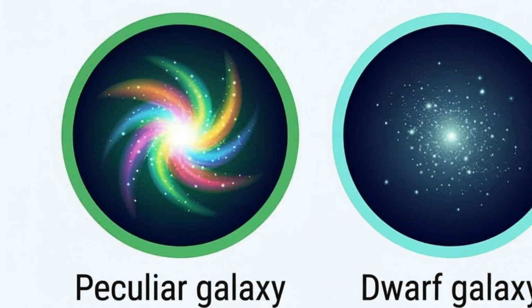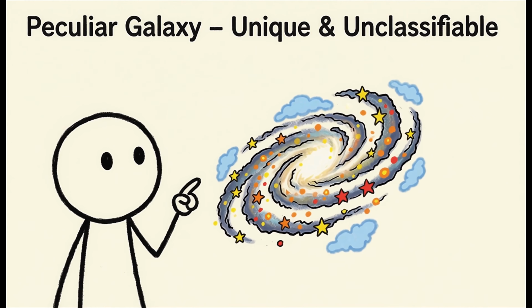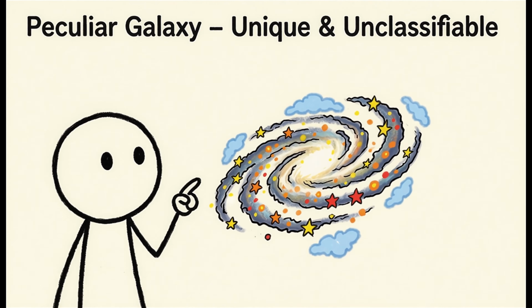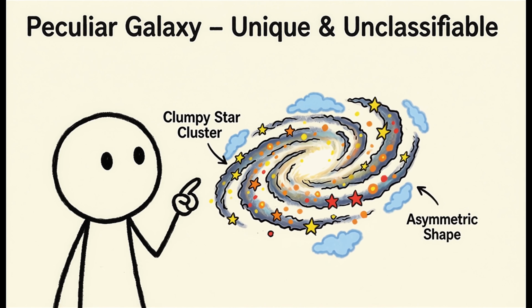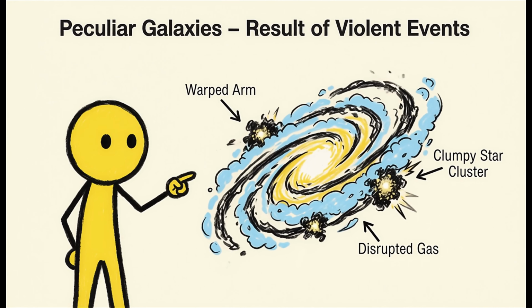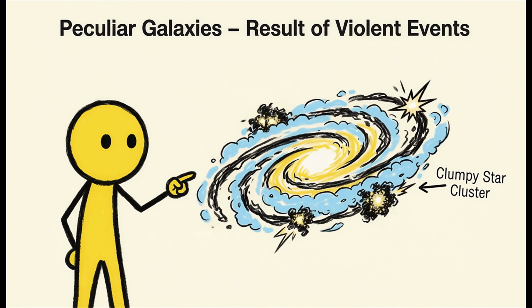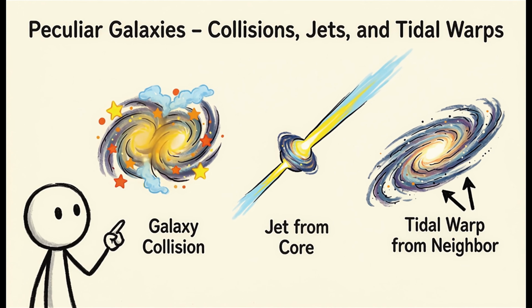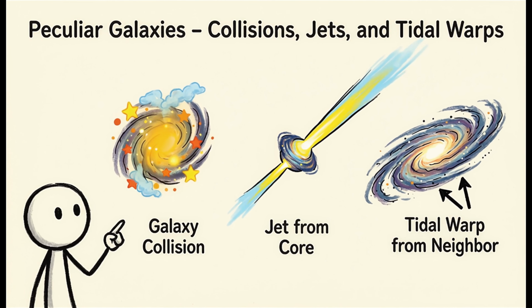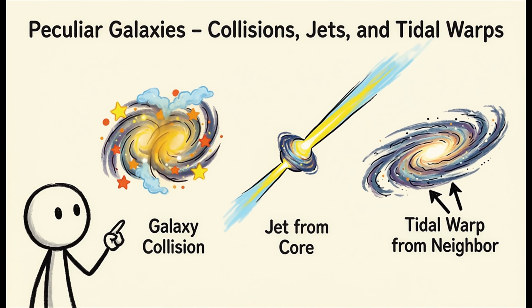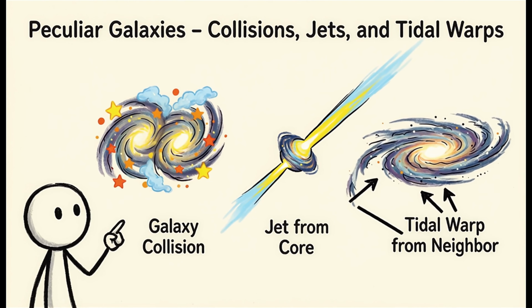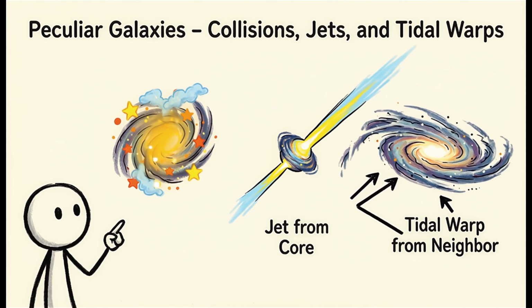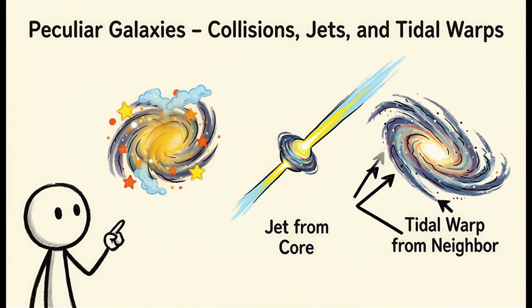Peculiar galaxy. This is a catch-all category for galaxies that are unique and don't fit neatly into the standard Hubble classification. Their odd appearance is almost always the result of some violent or disruptive event. This includes galaxies in the process of colliding, those with strange jets of material streaming from their cores, or ones that have been tidally warped by a close encounter with a neighbor.